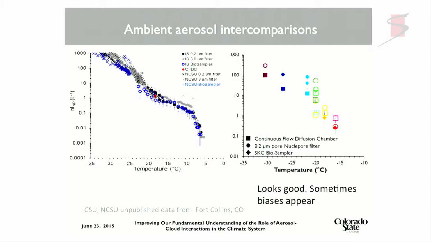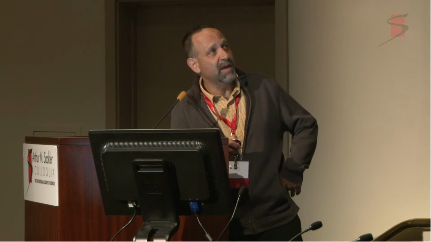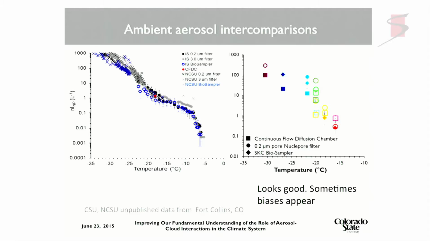So here's a combination, and this was startling to me. We did this blind. We had Marcus Petter's group from NC State come out and join us. Alan Bertram's group was there, but his data weren't on this day. We collected filters, we collected particles into liquid and biosamplers. We ran the continuous flow chamber. Since the ice concentration at minus 20 was only on the order of 1 per liter, we had to sit there for about 4 hours to get really, really good statistics.